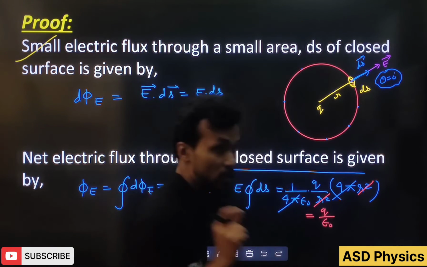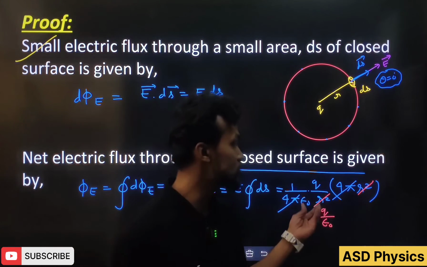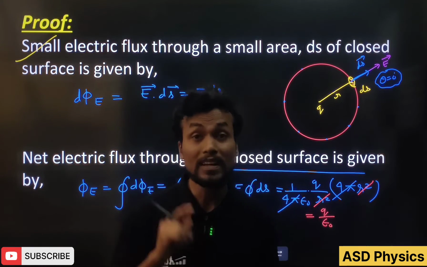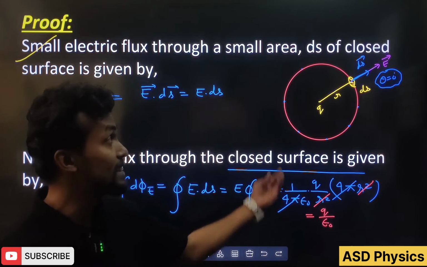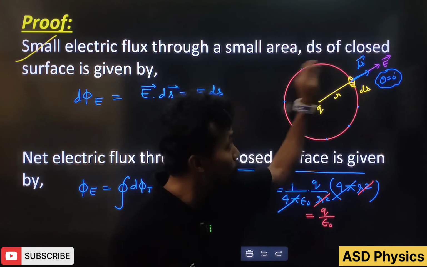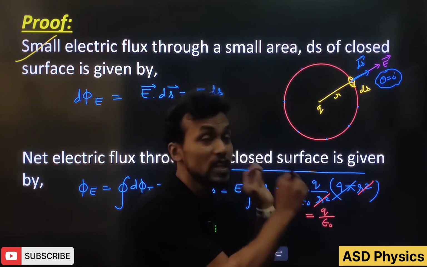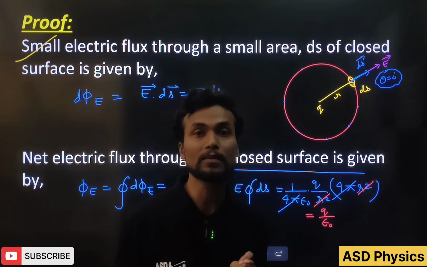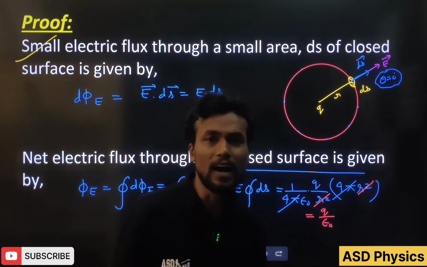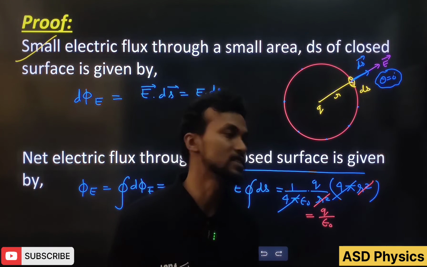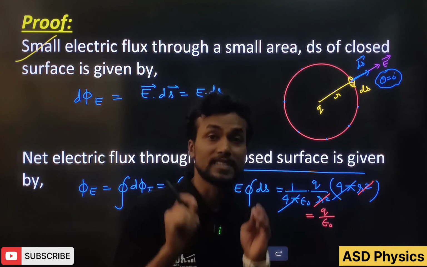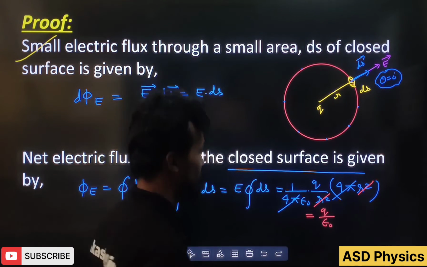Q by epsilon naught. And remember one thing: as r square and r square are cancelled, that means this law is valid independent of whatever the shape of the area or even the size also. You are getting what I am telling? The size means even if this radius is r, or 2r, or 3r, the answer is going to be the same only. Okay, please remember that very well.